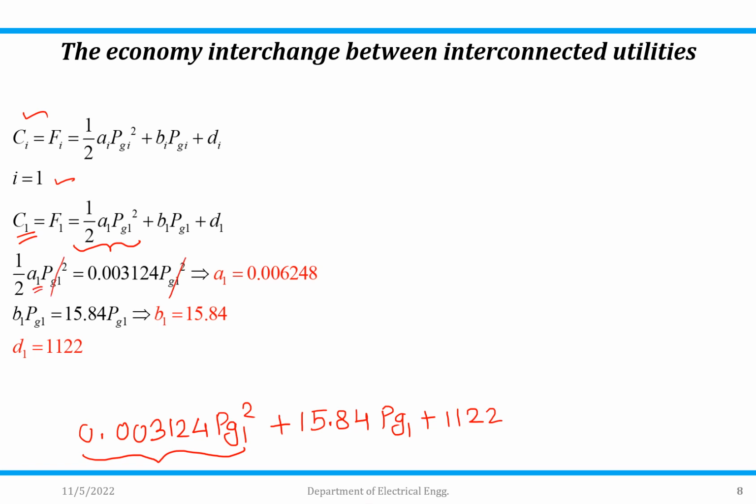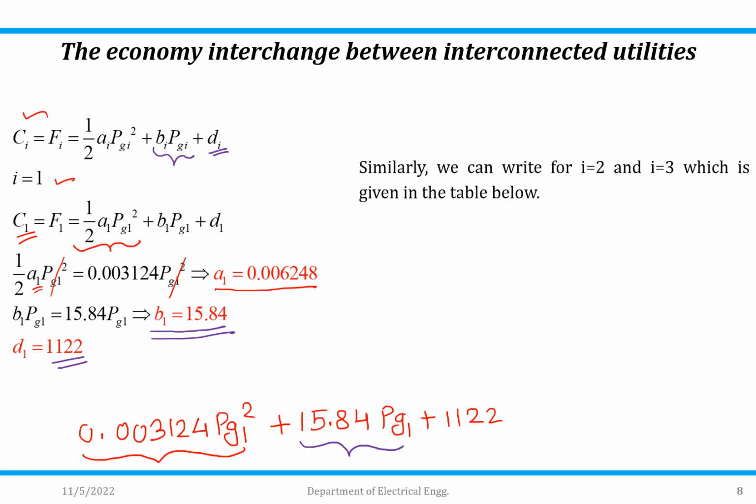So how can we find it out? A1 half times... 0.003124. If I shift this 2 towards this side, it will be multiplied, so I will get A1 equal to 0.006248. Similarly, let me compare these two values: this 15.84 PG1 with this B1 into PG1. So I get directly B1 equal to 15.84. And obviously D1 will be equal to 1122, which is not required for our calculation.